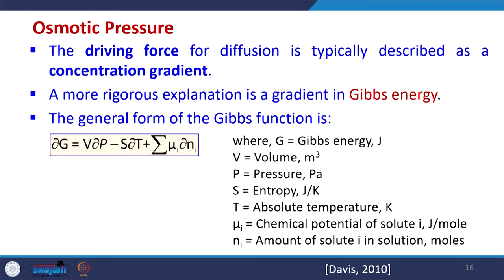Now, the driving force for diffusion in osmotic pressure is typically described as a concentration gradient. A more rigorous explanation can be given by understanding chemical engineering thermodynamics. In chemical engineering thermodynamics, we know Gibbs energy. The general form of the Gibbs function is well known: delta G is equal to V delta P minus S delta T plus the chemical potential term. Here, mu i is the chemical potential of solute i, and the amount of solute i in the solution is given by Ni. Other terms are volume, pressure, entropy, etc.